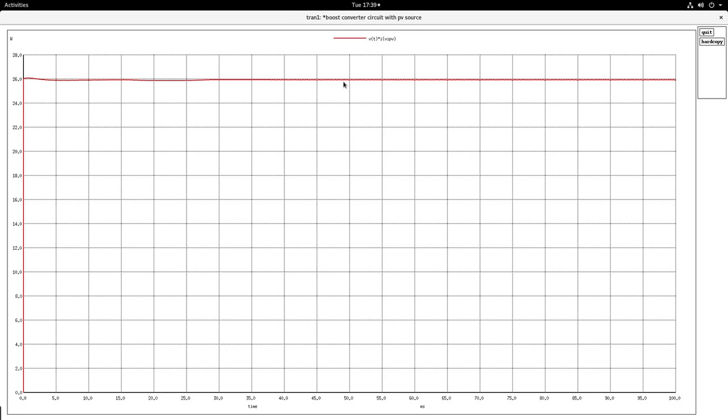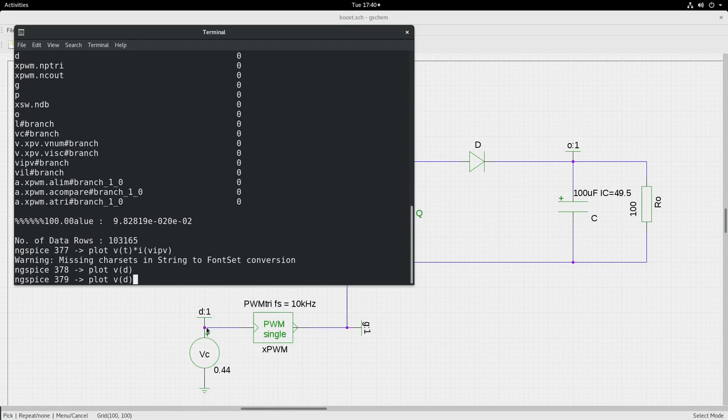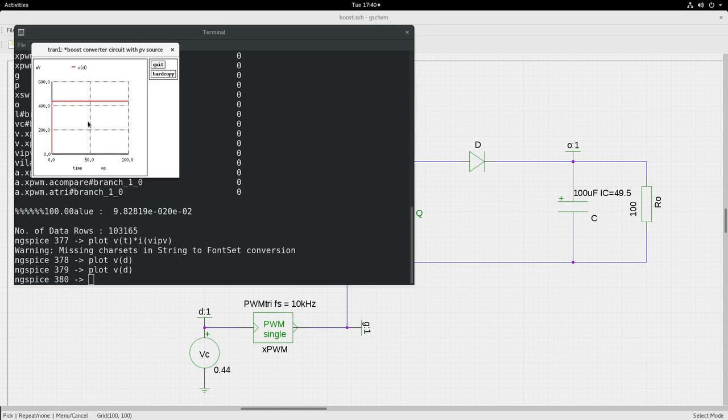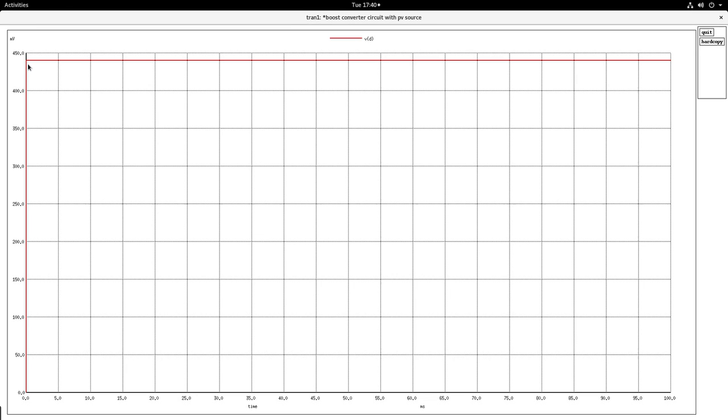So at this particular duty cycle, it is presenting an optimum RT value, terminal resistance, as seen from the PV module, such that maximum power gets transferred. We shall observe the waveform here at the input to the PWM. You see that it is 0.44 or 440 millivolts that we had set, and at this value the duty cycle is 0.72.